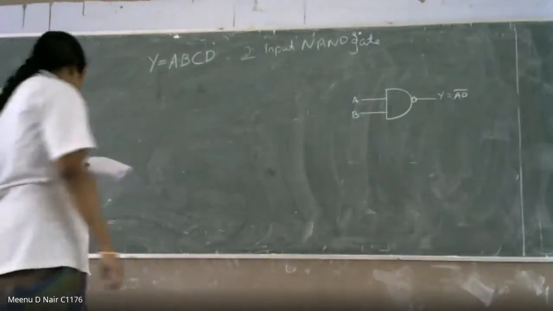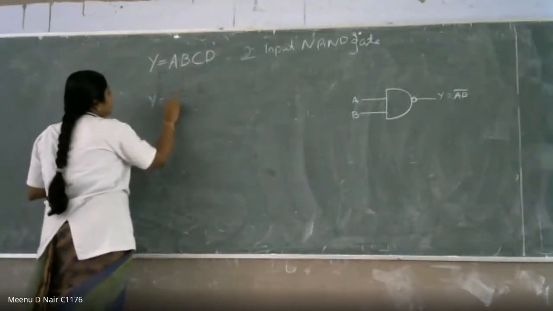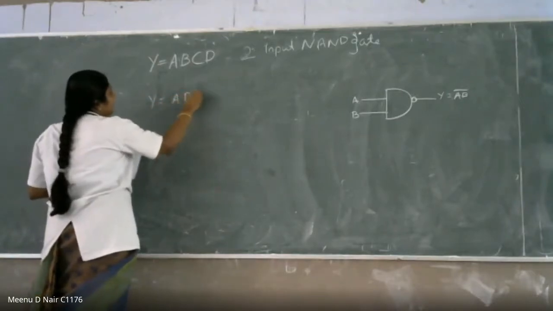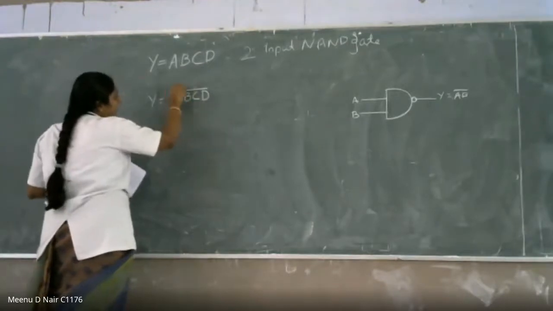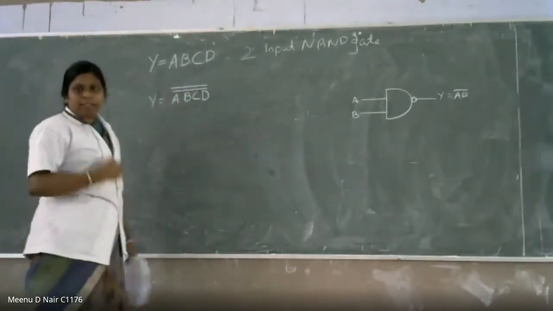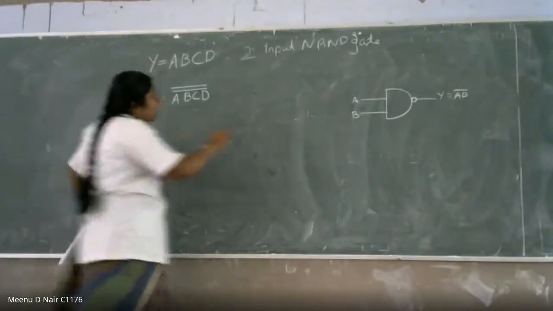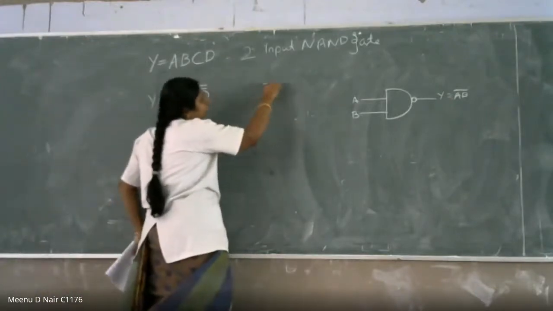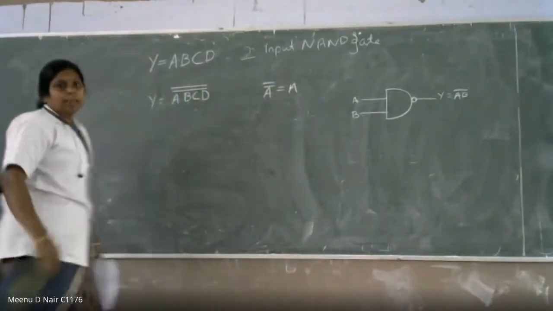So how will you do it? We are going to write Y is equal to ABCD double bar. We are putting a double bar. Will it make any difference from ABCD? Because A double bar is equal to A. So it doesn't make any difference.